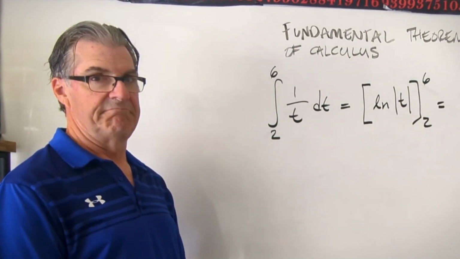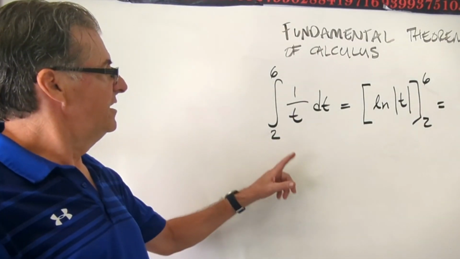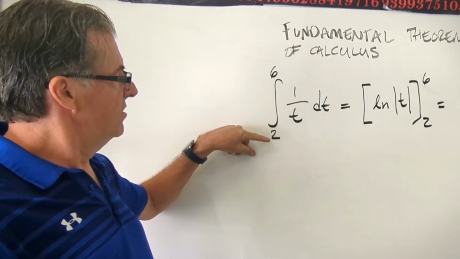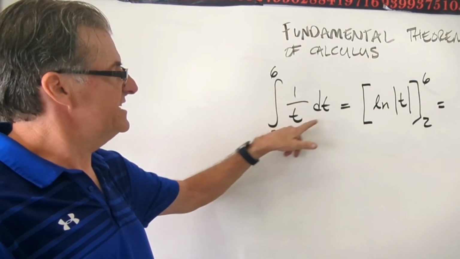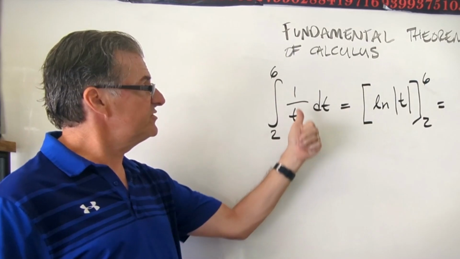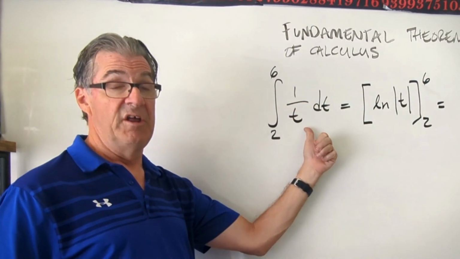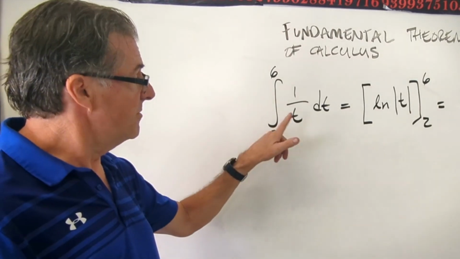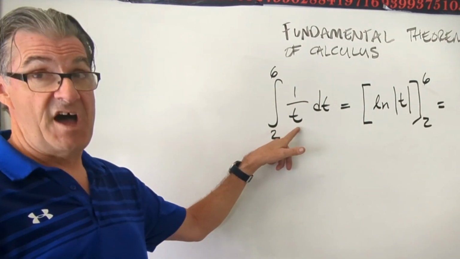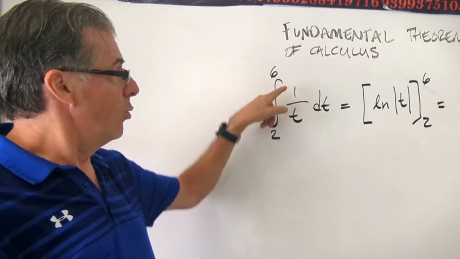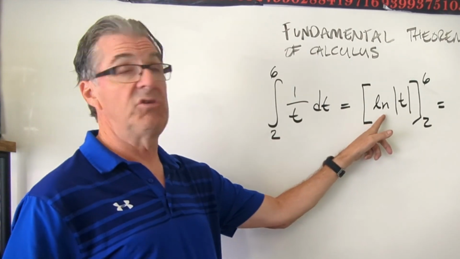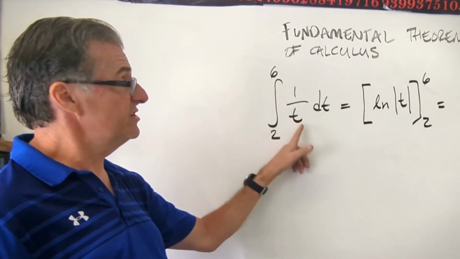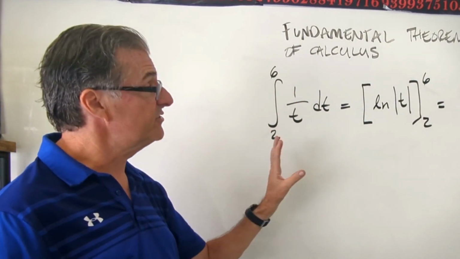Okay, here's another one. Let's walk through that. Now we have the integral from 2 to 6 of 1 over t dt. As soon as you see this 1 over your variable, you remember that we do natural logs. So when we integrate this, that is, find the antiderivative, 1 over t is going to be the natural log. This one is a super simple one. It's just 1 over t. There's nothing else going on here.